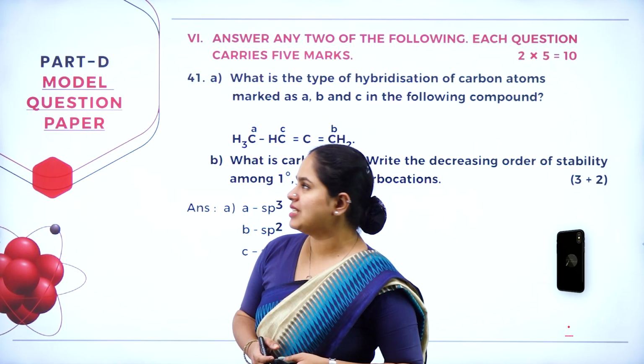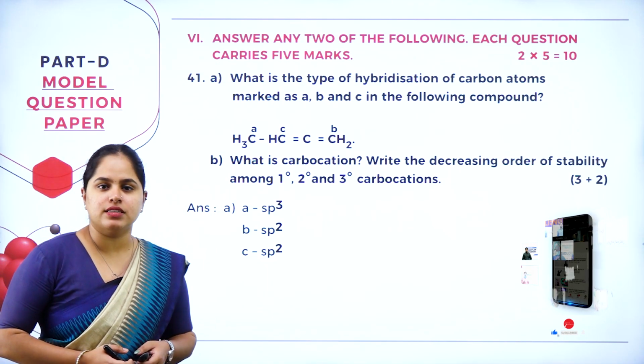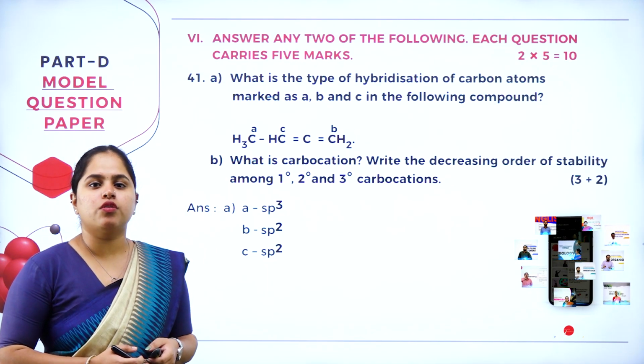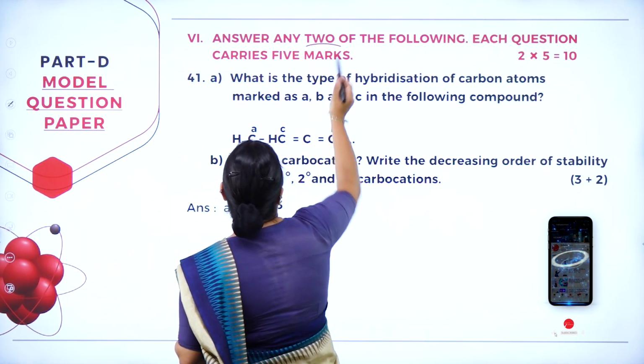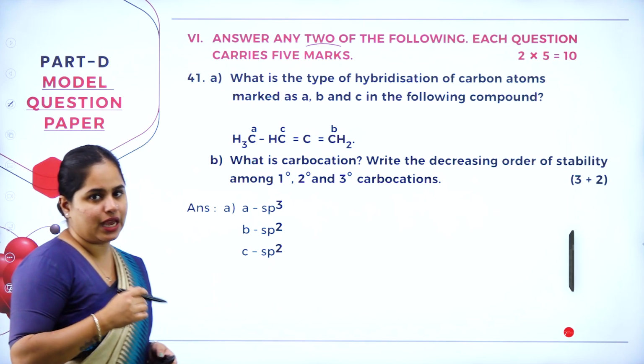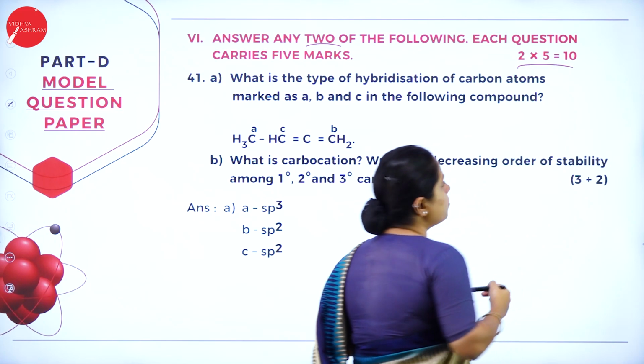In the last session, we discussed part C of the model question paper. In today's session, we are going to discuss part D of the model question paper. Part D consists of 5-mark questions. Out of the following questions given, you only have to attend 2 questions. Answer any 2 of the following questions, and each question will carry 5 marks. So a total of 10 marks you will be getting from this section.